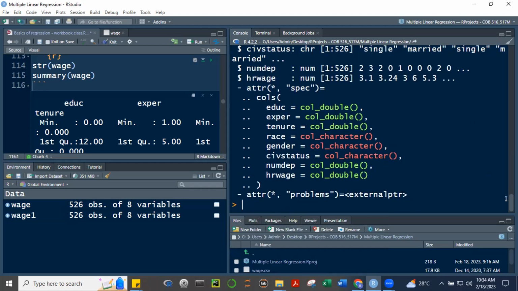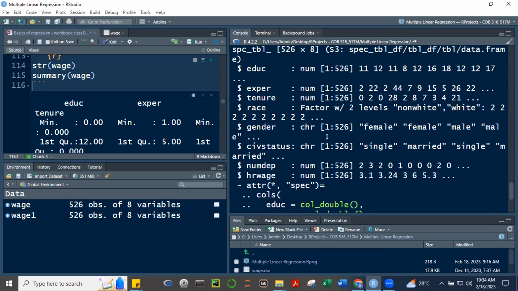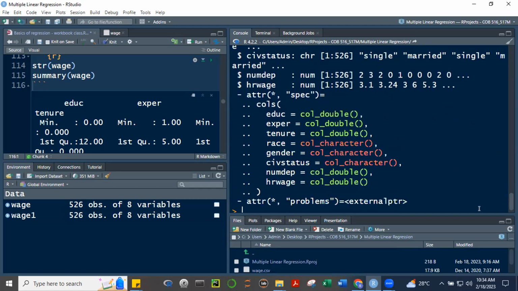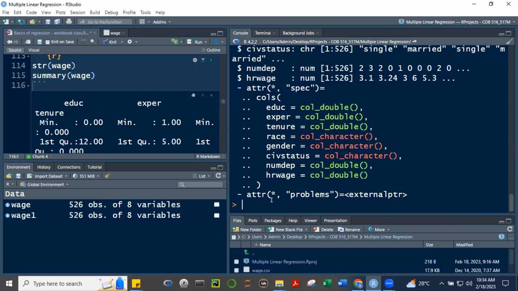So ano nangyari kay raise? Now look, class. Si race, naging factor na siya. Si gender, tsaka si civil status, character pa rin. Pero sinabi sa atin dito, race has 2 factors, non-white at saka white daw, no? So if I get the summary, i-summary ko, summary of wage 1, you notice what will be the difference.